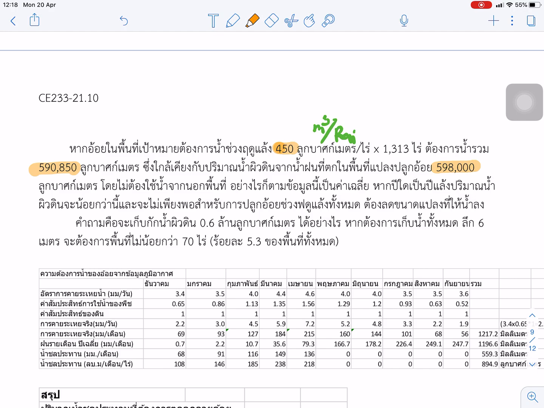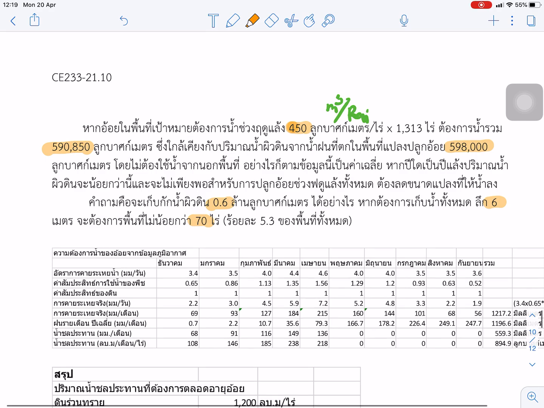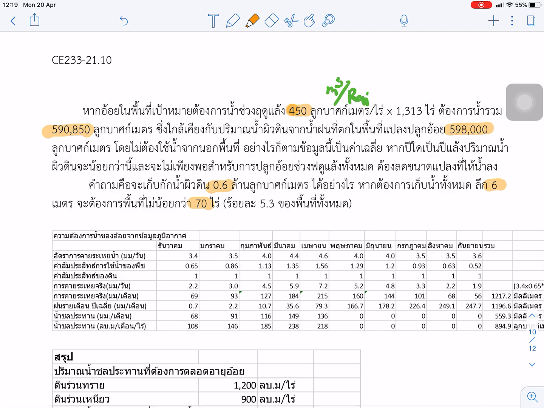Once we face a dry year, we can expect that the water will be less than this number, and we have to reduce the size of the area. The question is, how can we collect the 0.6 million cubic meter if we make a pond about 6 meters deep? We have to use this area, about 70 rai. So it depends on the policy or the vision of the owner. If we want to collect surface water, we have to lose some part of the land for water.